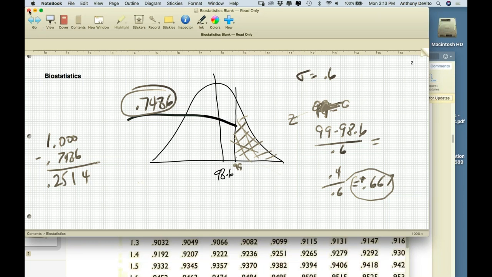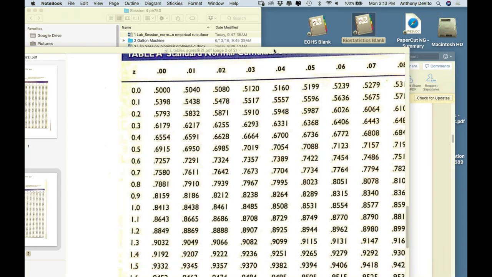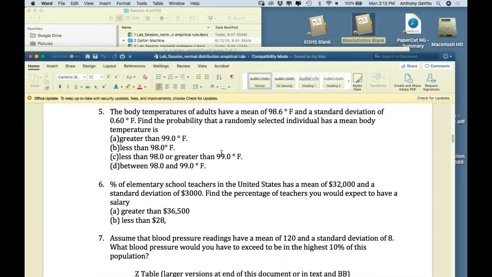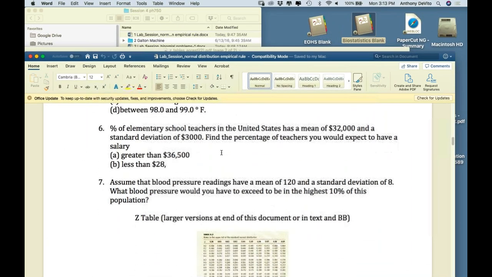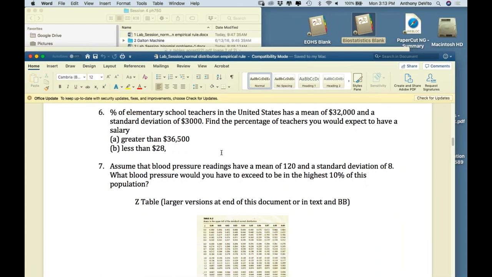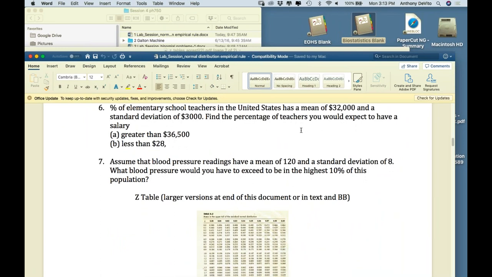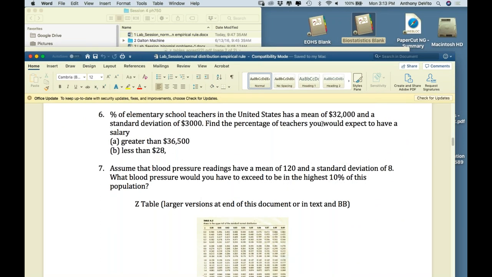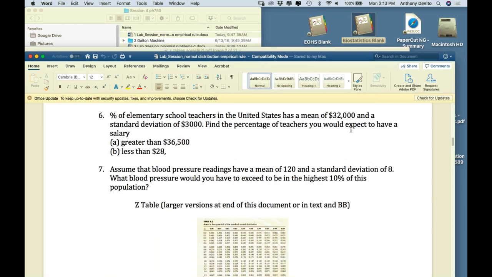Okay, let me do one or two more of those. Actually, let me get you guys to do one of them at least. Okay, percentage, elementary school teachers have a mean salary of $32,000 with a standard deviation of $3,000. Find the percentage of teachers you would expect to have a salary greater than $36,500. I'll use you to do that.